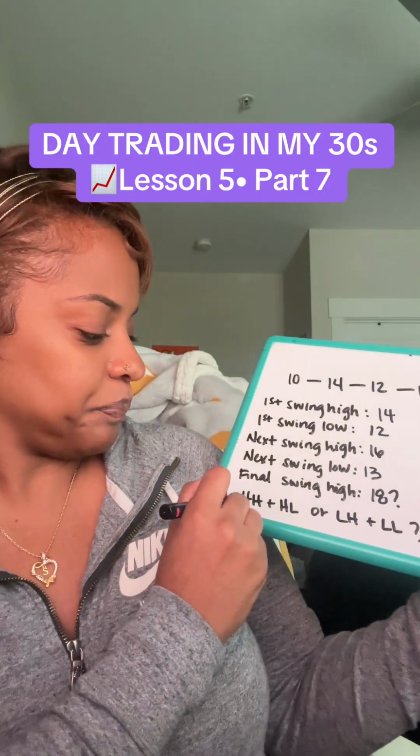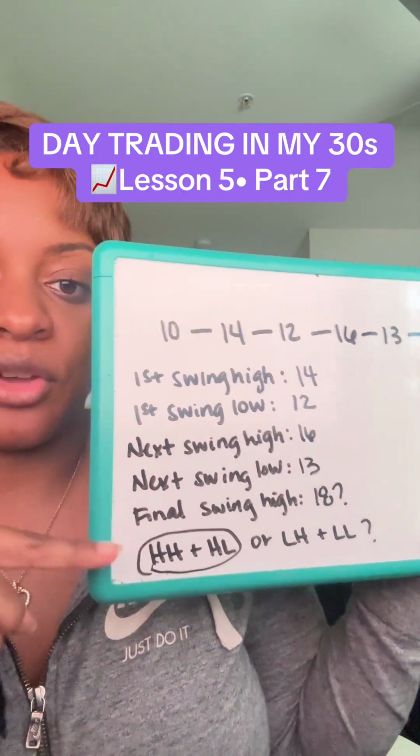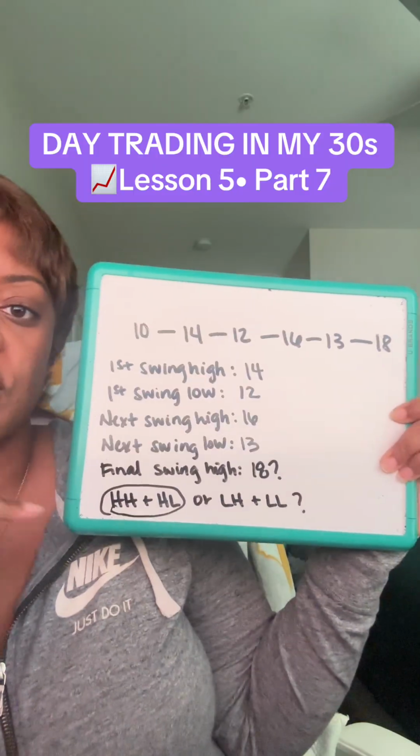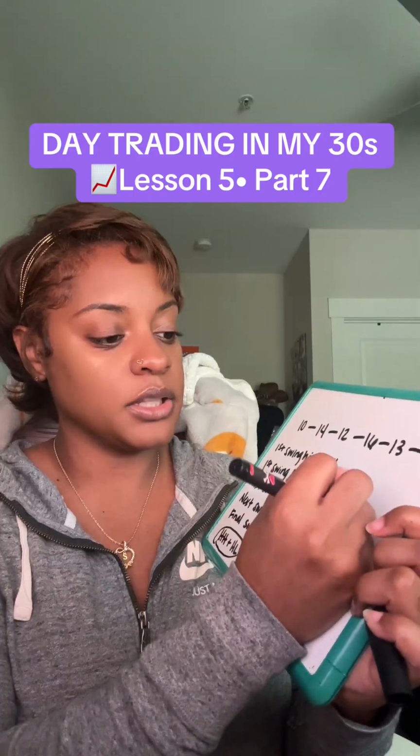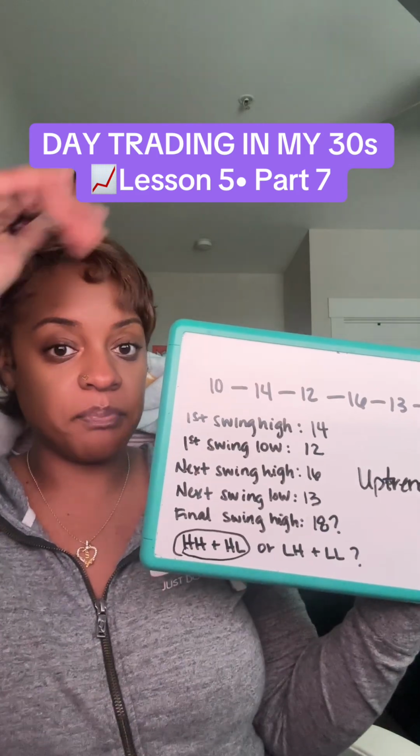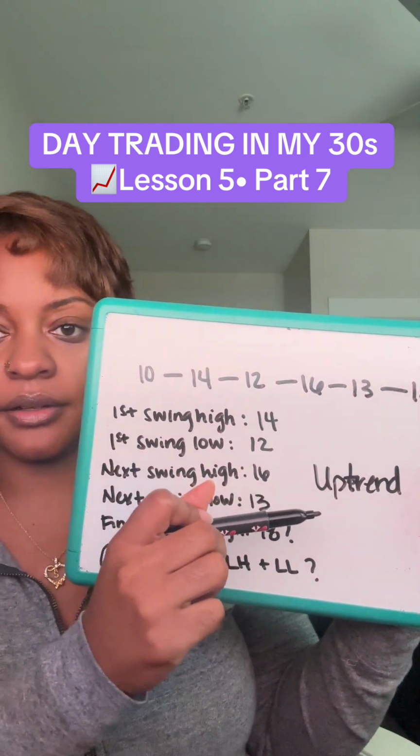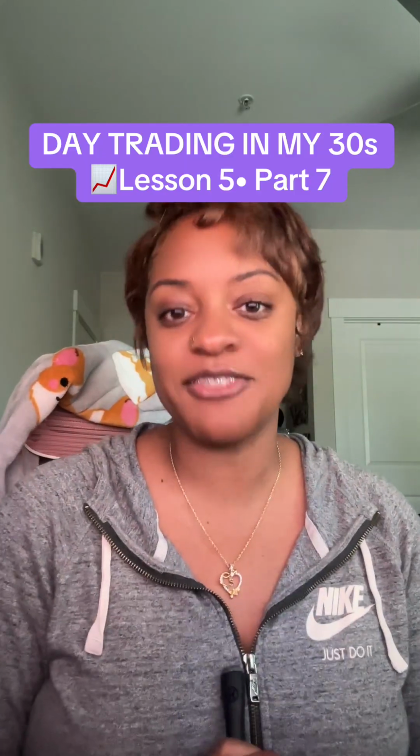So we got higher highs plus higher lows. And when you have higher highs plus higher lows, what trend are we in? Because the first word is high, high means up. We're in an uptrend. There we go. And that right there for you is lesson 5, market structure. I'll see y'all in the next lesson.